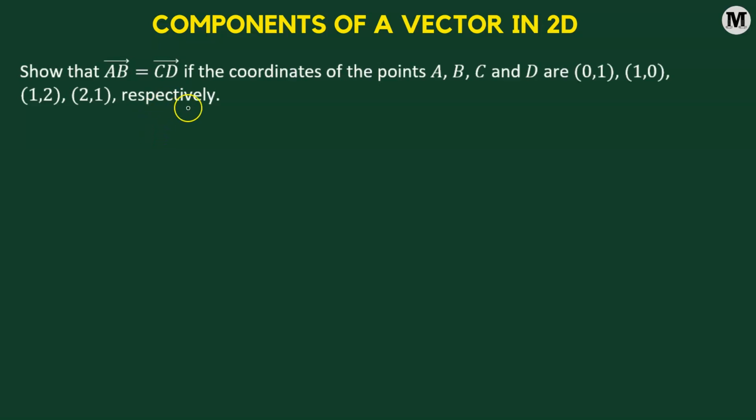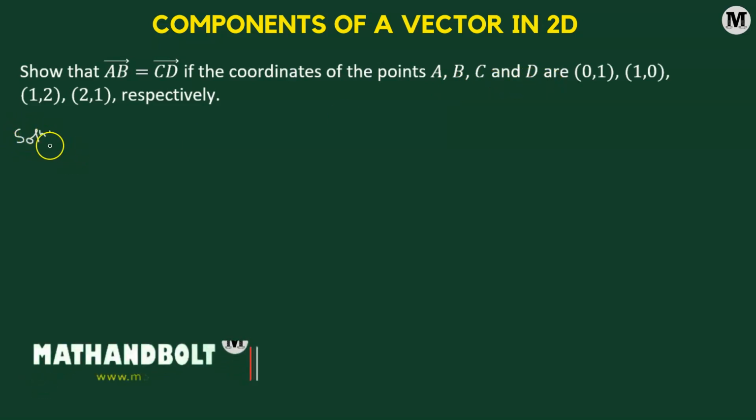Show that AB vector equals CD vector if the coordinates of the points A, B, C and D are given to us. Okay, let us begin. So here we'll start with the first point. We have the point A with coordinates 0, 1.